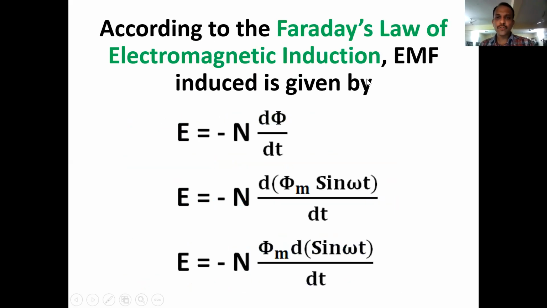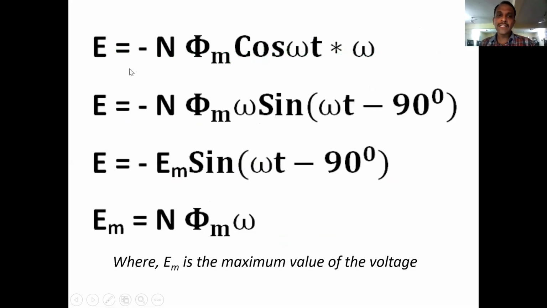According to Faraday's laws of electromagnetic induction, the EMF induced is given by e equals minus N d phi by dt. In place of phi, I am going to substitute my sinusoidal equation, where phi equals phi m sine omega t. Phi m, being the maximum value, comes out of the differentiation. So it is written as minus N into phi m into the differentiation of sine omega t. The differentiation of sine omega t is cos omega t into omega. So finally the equation reduces to e equals minus N phi m cos omega t into omega.